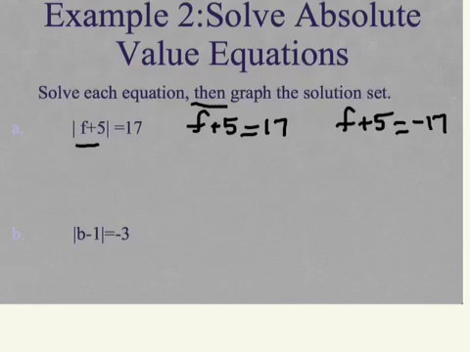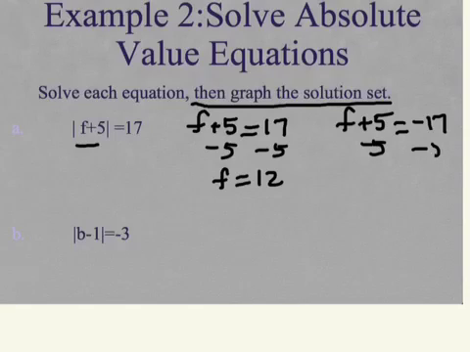But then it says here, then graph the solution set. And so what that means is just put a number line down and put the dots where your answers are. So f plus 5 is equal to 17. f plus 5 is equal to negative 17. Very quick solving. Subtract 5 from both sides in this first equation, and I get that f is equal to 12. That's one possible answer. Or when I subtract 5 on both sides or add the negative 5, I get that f is equal to negative 22.